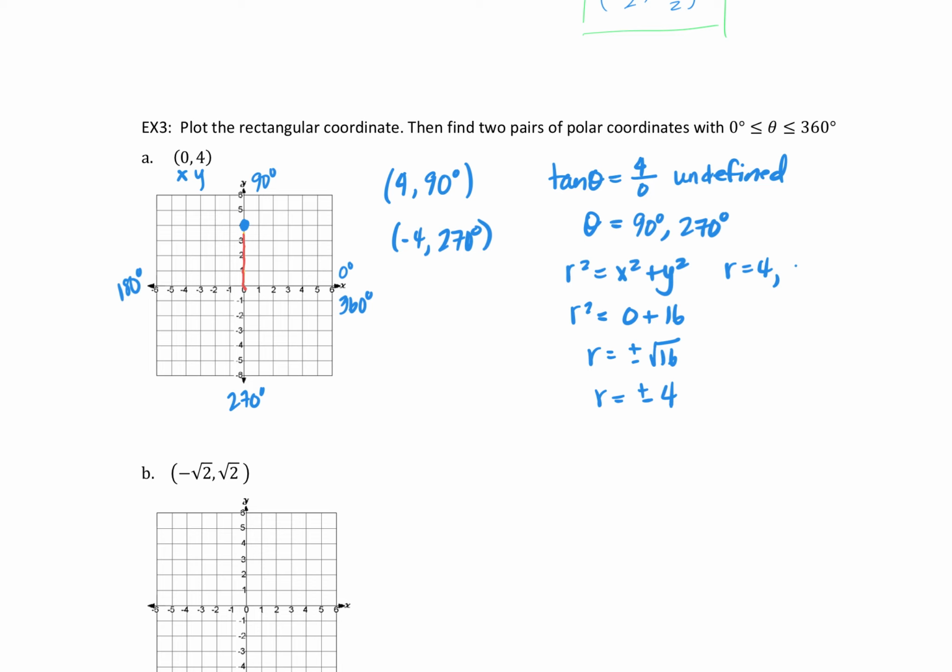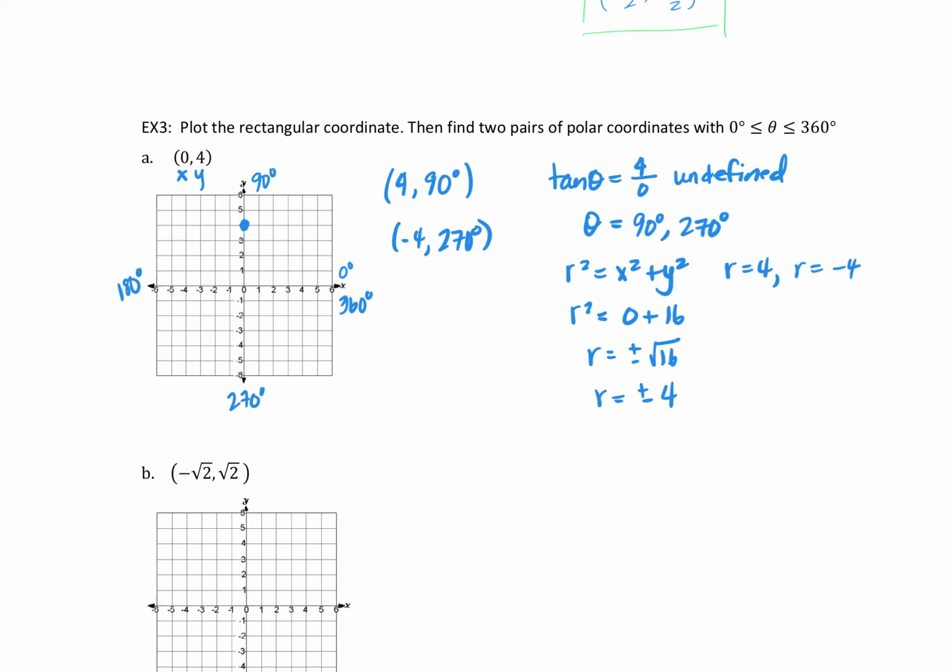Well, what if I'm at r equal to negative 4? Okay, well, if I am at 90 degrees and I go negative 4, then I would go in the opposite direction. I would go 1, 2, 3, 4 in the opposite direction. Oh, okay. Well, that's not going to work. I don't get to that point.